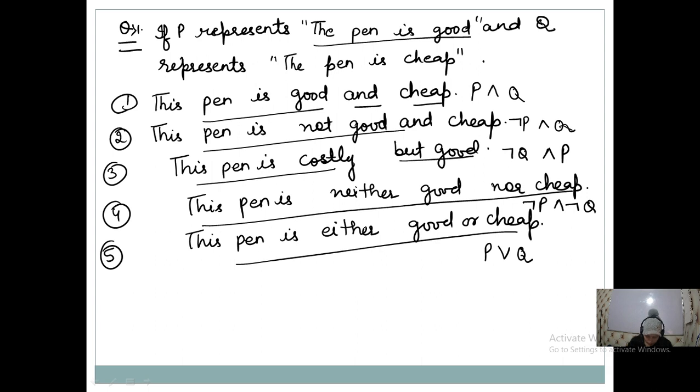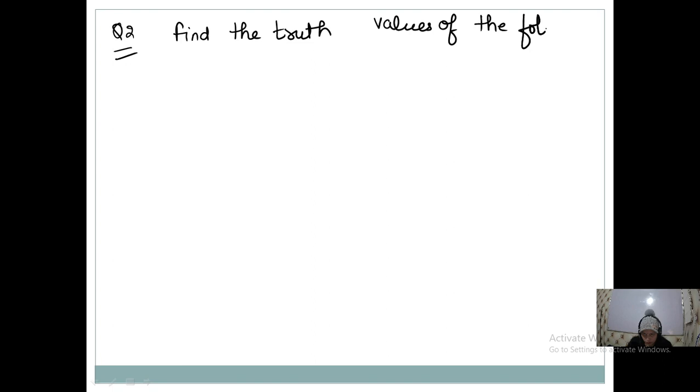These statements are converted into symbolic form. Now, next question. Question 2. In this question we have to find the truth values of the following propositions.